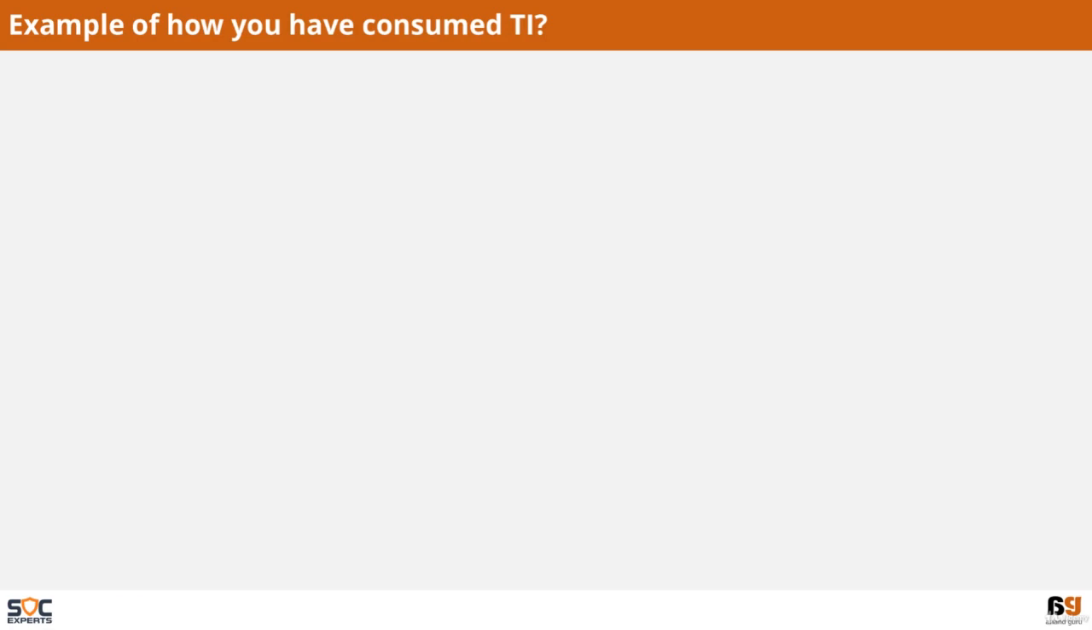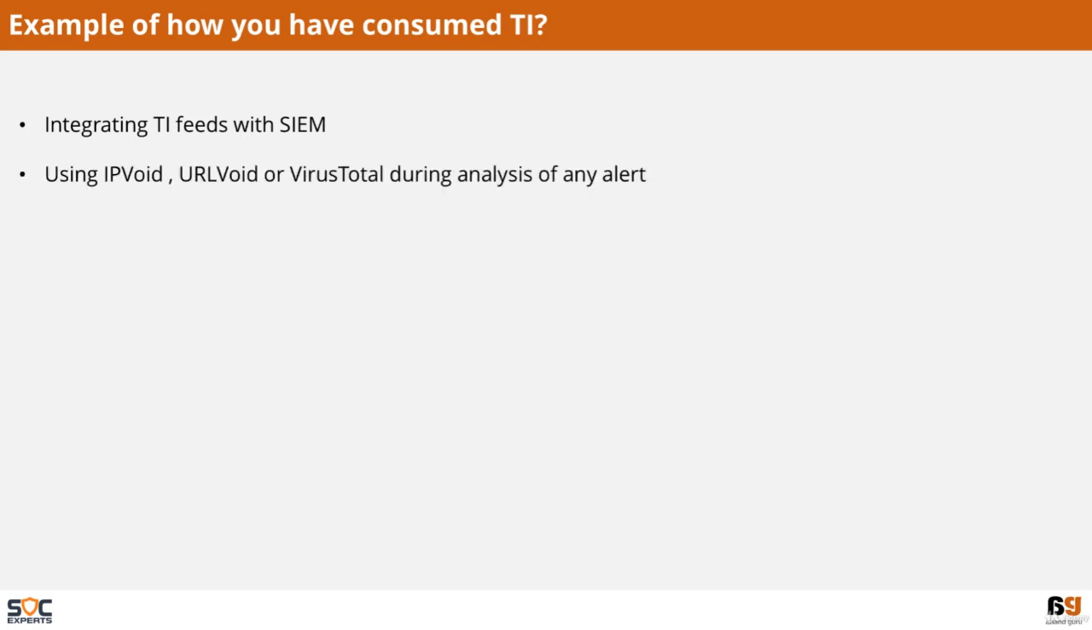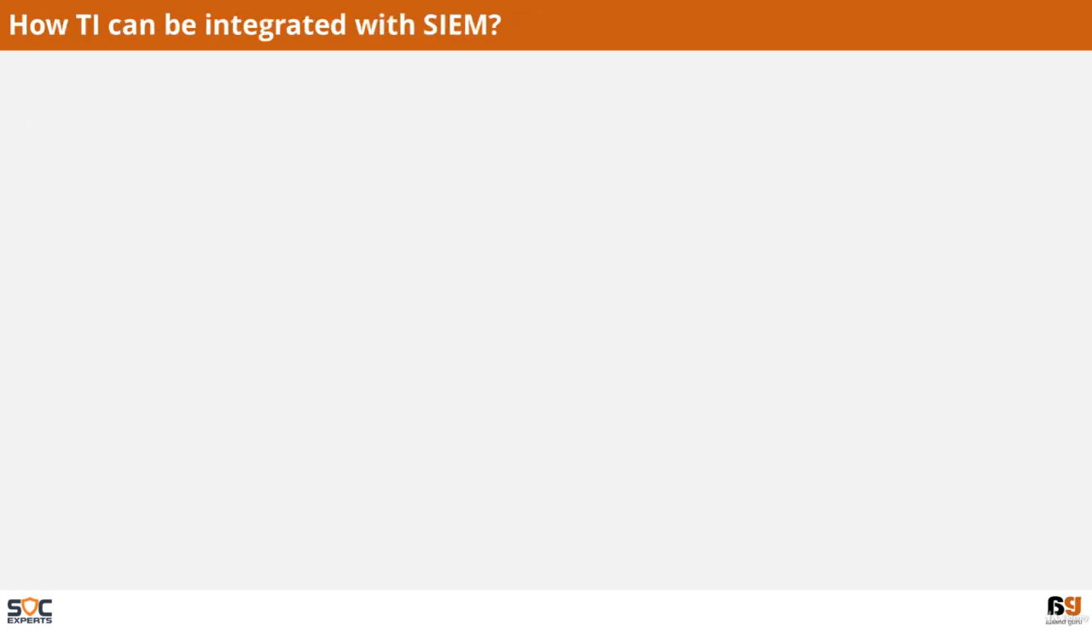Examples of how you have consumed threat intelligence. For example, by integrating threat intelligence feeds with SIEM, using IPVoid, URLVoid, or VirusTotal during analysis of any alert, and ad hoc reports for latest attacks using their IOCs. For example, if there is a new attack that is announced in the world, so we will run a report in SIEM using the indicators of compromise.